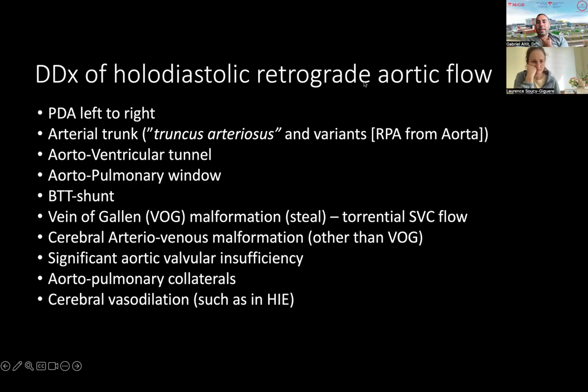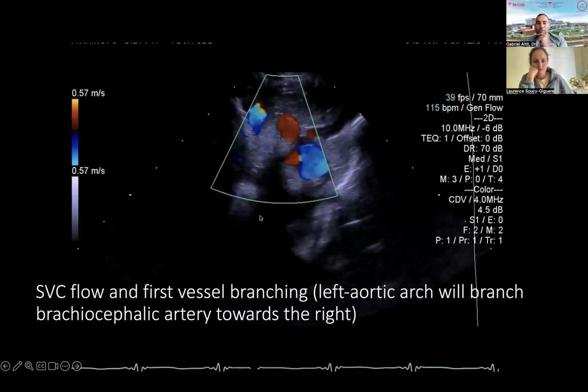So why would you have holodiastolic retrograde aortic flow? I've put a few reasons. There are many. Left to right shunt at the PDA, arterial trunk with truncus arteriosus. Sometimes we have something called the RPA from aorta, which is a variant. Aortoventricular tunnel, aortopulmonary window. If you have a BT shunt, if you have a vein of Galen malformation with torrential flow, if you have cerebral arteriovenous malformation that is not vein of Galen, if you have a lot of aortic valve insufficiency, if you have aortopulmonary collaterals that are stealing a lot from your aorta, or if you have cerebral vasodilation. These are reasons why you could have holodiastolic retrograde flow.